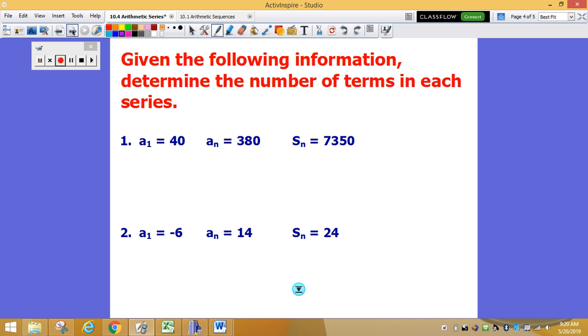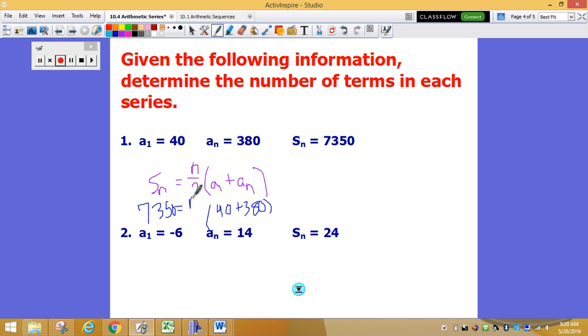And the last type of problem you will see is if I give you the first term and the nth term and the sum, and I'm going to ask you how many terms were in that series. So we're going to go back to our equation for the series. That's n divided by 2 times a sub 1 plus a sub n. And remember, that equals the sum. So we're going to plug in what we know into this formula. A sub 1 is 40, so that means right here I'm going to put a 40. A sub n is 380, so instead of a sub n, I'm going to plug in 380. S sub n, what it's going to equal, is 7,350.